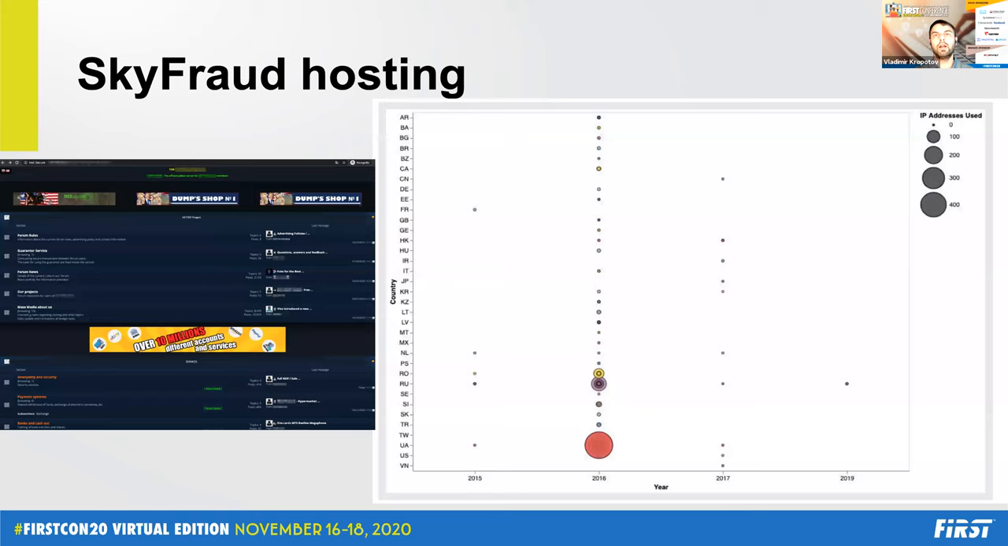The first case study is FastFlux. We made several case studies based on underground forum hostings. Here you can see the Skyfraud forum. In the year 2016, you can see a huge spike among the countries and a huge range of IP addresses, up to 400 IP addresses used in a particular country. So we decided to look into this situation.